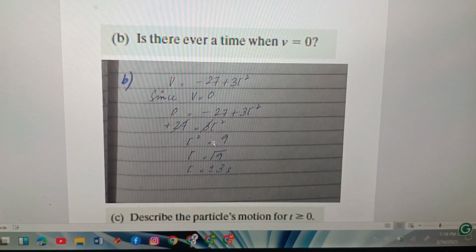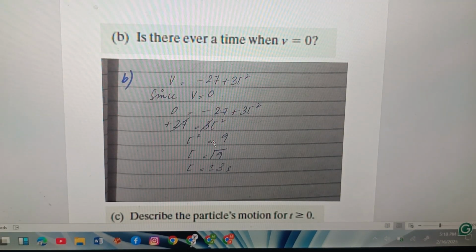Now in part B, they ask: is there ever a time when velocity is 0? In this part we need to calculate the value of time at which the velocity of our particle will be equal to 0. So we will put v = 0 in the equation of the velocity, and from there we will make t the subject.